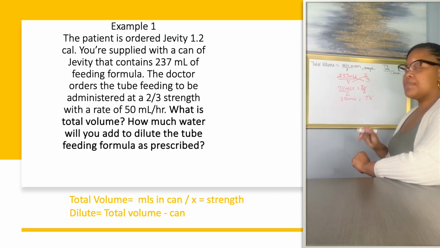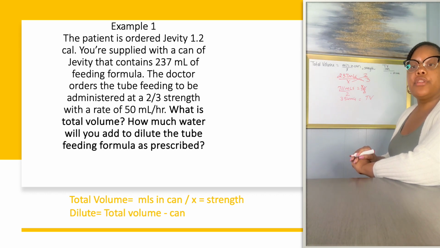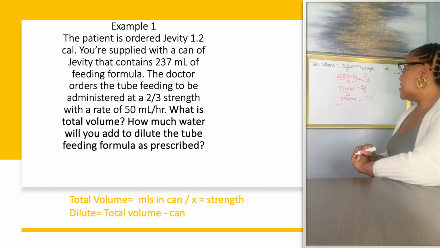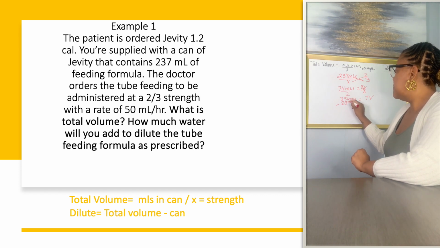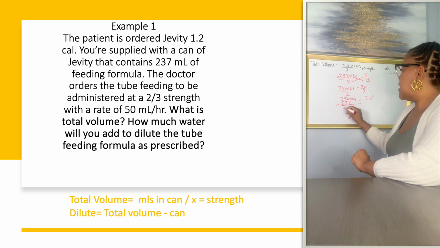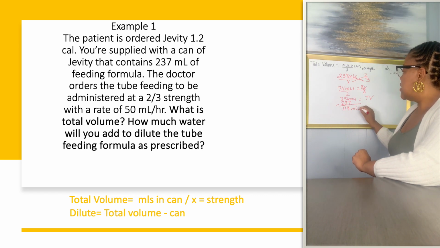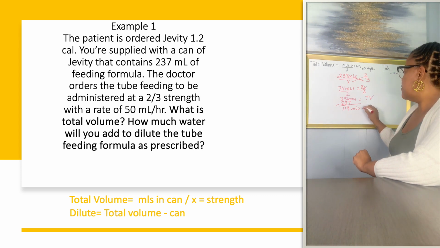All right, so the next part of the question says, how much water will you add to dilute the tube feeding? All right, so our total volume minus what's in the can. So how much came in the can? 237. So we subtract that and we'll get 119 mLs. So we will need 119 mLs of water to dilute.